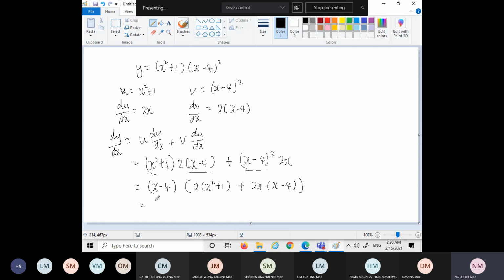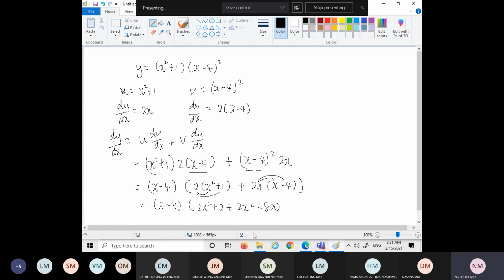Next, this x minus 4, just copy. This part you can expand. Then you can see whether any like terms you can combine. So expand it: 2x squared, and then 2x squared, and then minus 8x. Continue: 2x squared and 2x squared, so it's 4x squared, minus 8x plus 2.